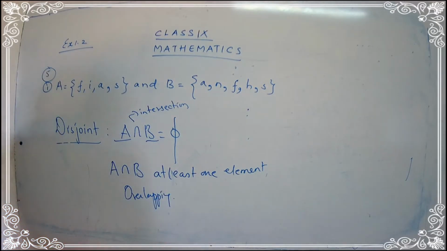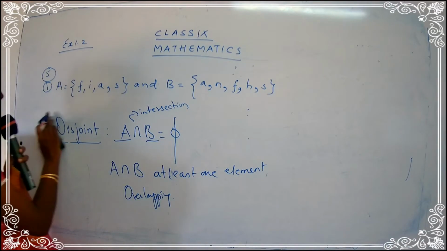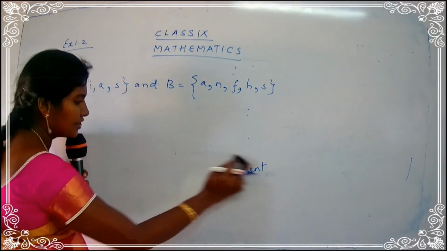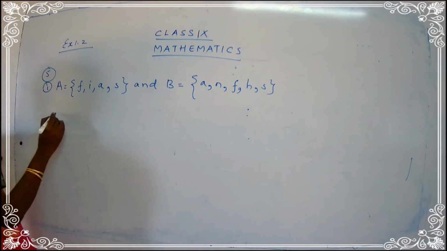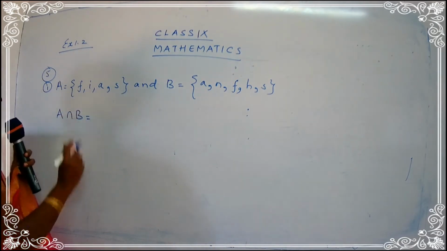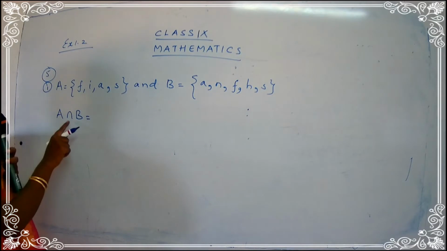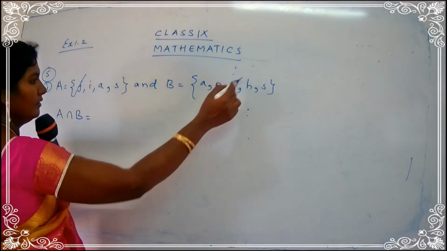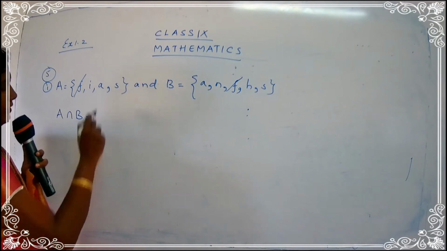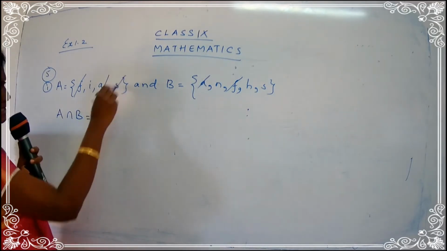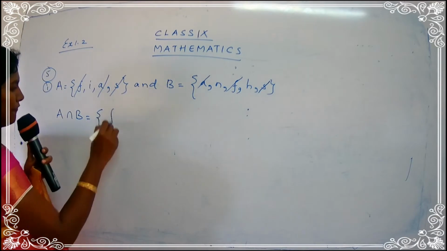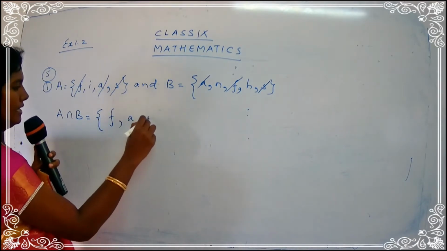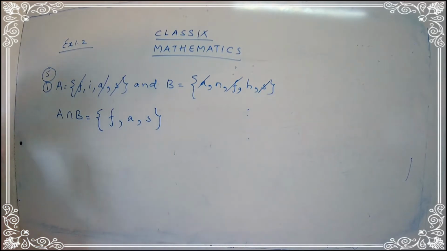So now what is our work over here? We are going to find out the intersection. A intersection B. What is common in A and B, children? Intersection means common in A and B. Let's find out the common part. F is common. I don't have I. A is common. S is common. So write down A intersection B is equal to {F, A, S}.